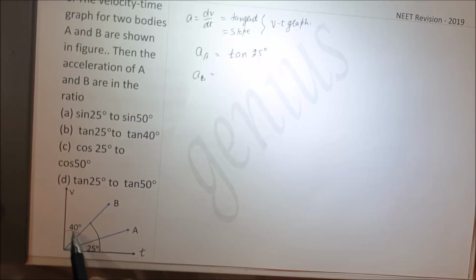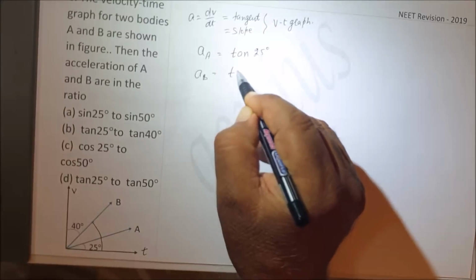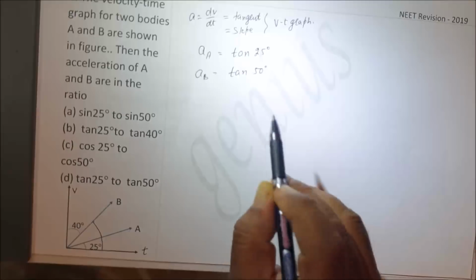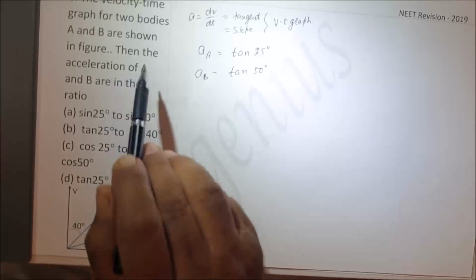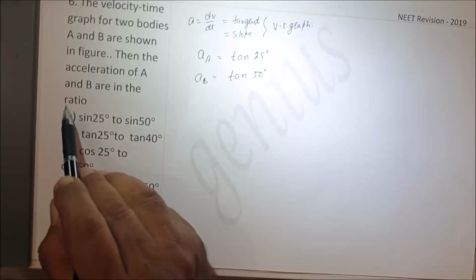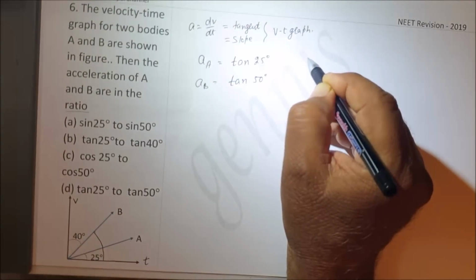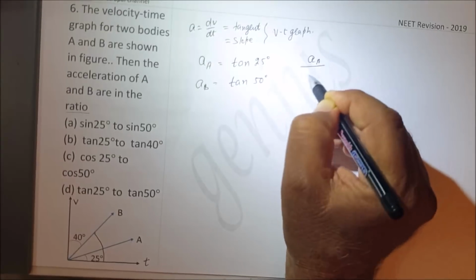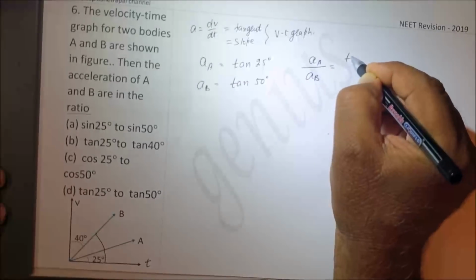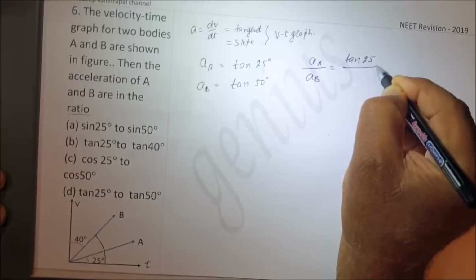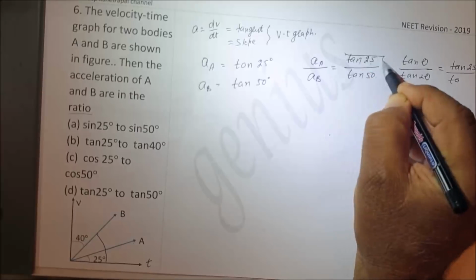And how much is this angle? This is 40, so this is 50. Tangent 50 degree. This is acceleration A, this is acceleration B. Acceleration of A and B are in the ratio. We have to find out this ratio. So acceleration of A divided by acceleration of B, these are in the ratio tangent 25 divided by tangent 50.